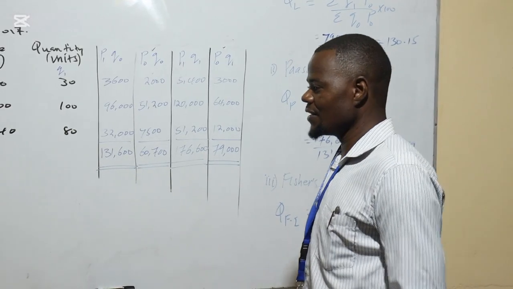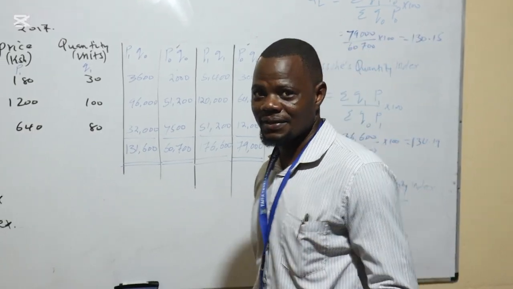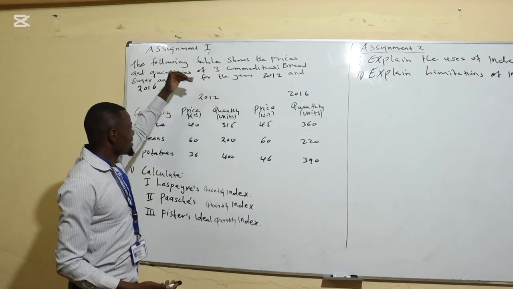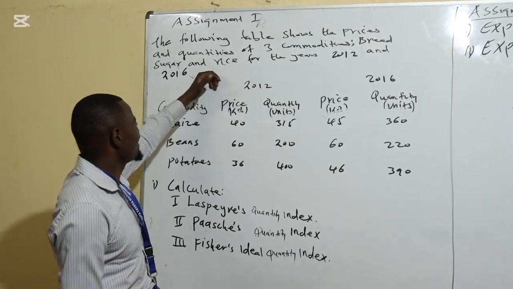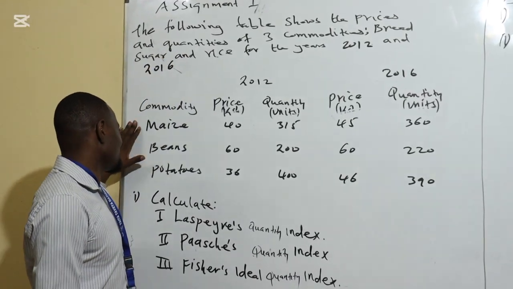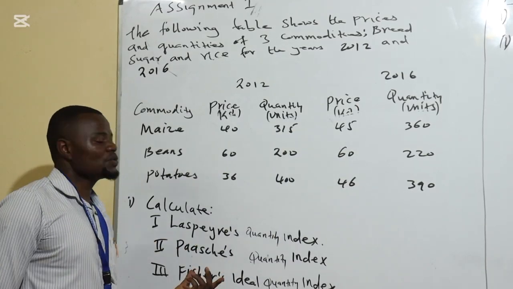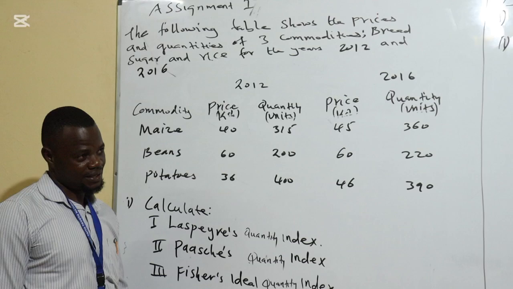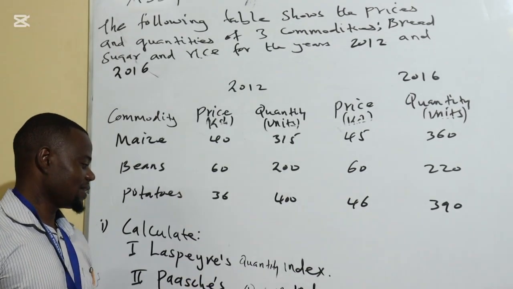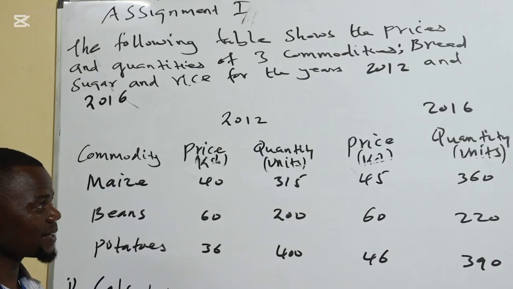Thank you, and I have a very small assignment for you. So let's do the assignment. I have an assignment here. Just try to work it out. It's about 3 commodities: maize, beans, potatoes. The prices are there. So I want you to do both the quantity index and the price index. So this one is quantity. Please do also the price index.